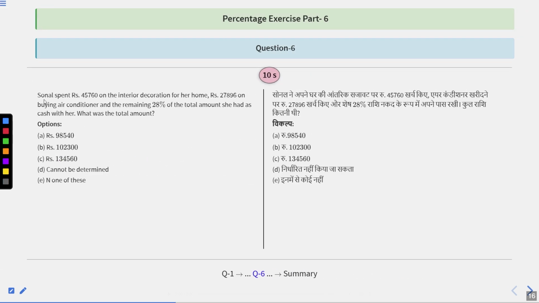Next question is, Sonal spent 45,760 on the interior decoration of her home, 27,896 on buying an air conditioner, and the remaining 28% of the total amount she had as cash with her. What was the total amount? You have 5 options and 10 seconds to solve this question. Your time starts now.